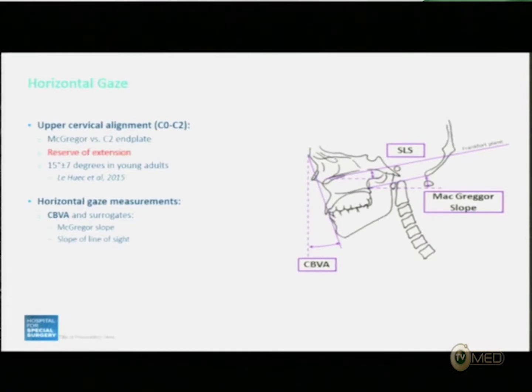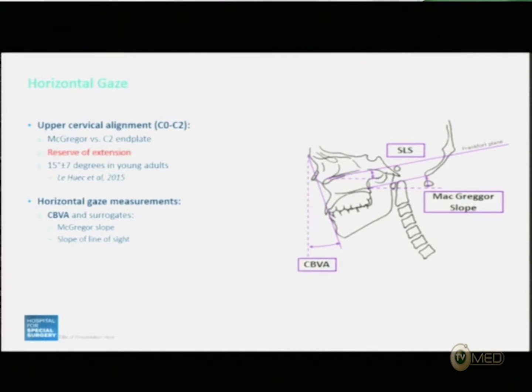In terms of horizontal gaze, what is interesting is that first, the upper part of the cervical spine in asymptomatic subjects is kind of constant, about 15 degrees. And that's where you have your reserve. And so what I like to do when I look at an X-ray on a patient with cervical deformity, I like to look at the gap between the occiput and the first spinous process. So if they touch each other, then you know it's full extension.